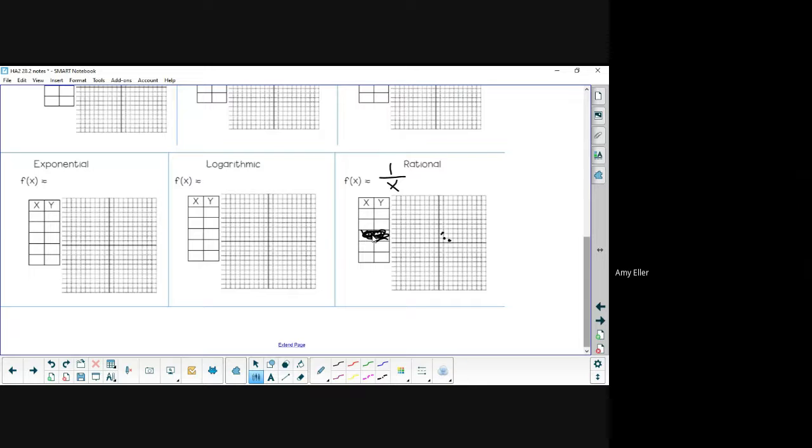So let's think about what numbers we can put in and what numbers we can't. What can I not have for x? 0. If you want to put 0 in your table and then put like sad face, you can. You could put an x, just make sure you know that it's not an x value there. So there are no values at 0. Let's plug in 1 for x. 1 over 1 is 1. Let's plug in a 2. 1 over 2 is a half.